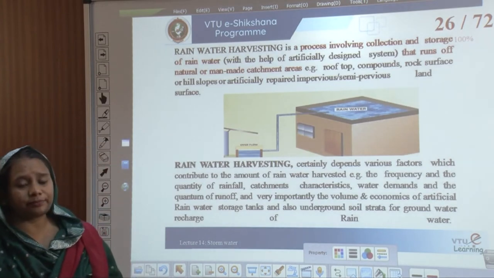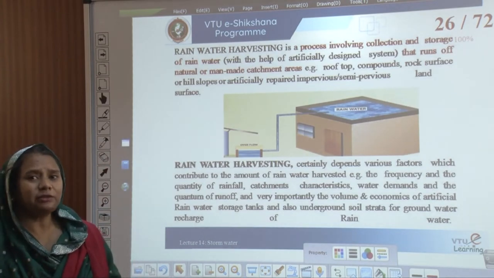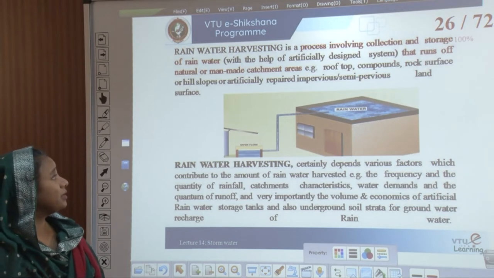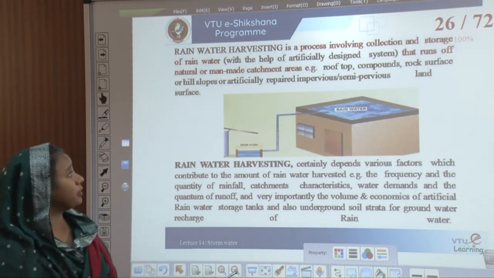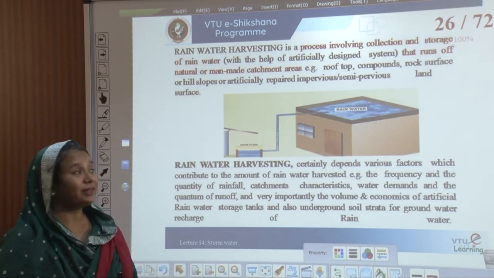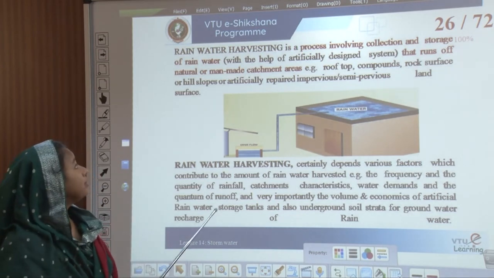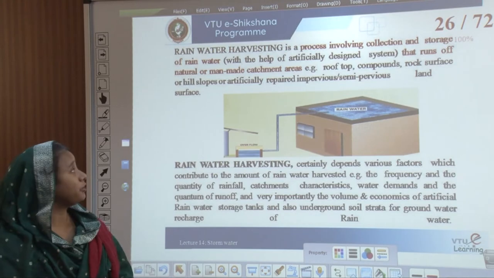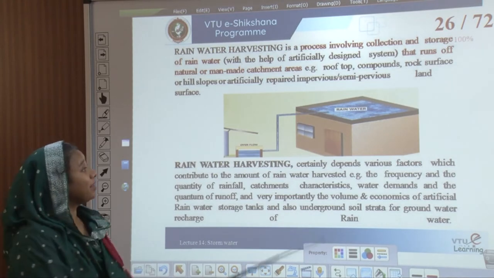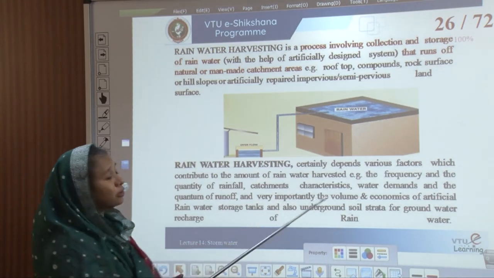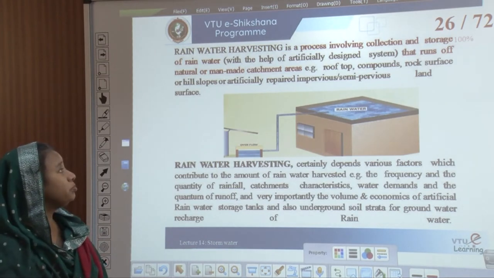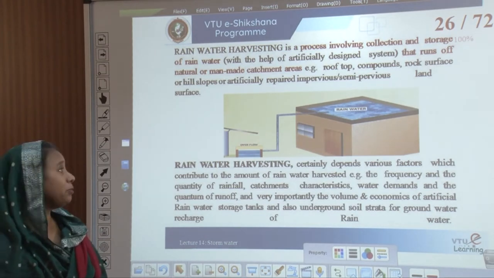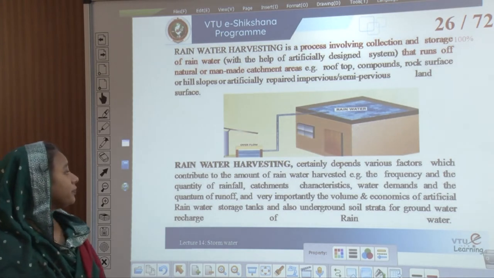The next recharge method is the rainwater harvesting. This is a process which involves collection and storage of rainwater with any kind of artificially designed system that runs off natural or man-made catchment areas. Examples could be rooftops, compounds, rock surfaces or even hill slopes, or artificially repaired impervious or semi-pervious land surfaces.